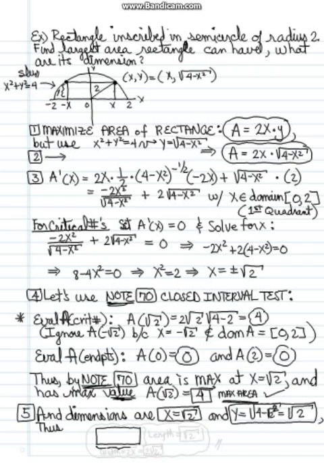As you're finishing this up, I just want you to note that our positive x value could only live in the first quadrant because of the way we sketched it. And that's why for the closed interval test in step 4, where we used note 70, we chose the closed interval from 0 to 2. That would be x equals 0 to x equals 2, which would give us the first quadrant.